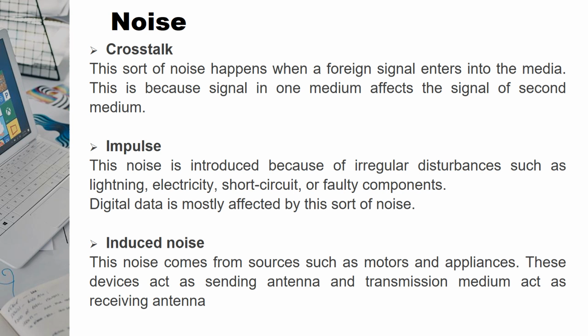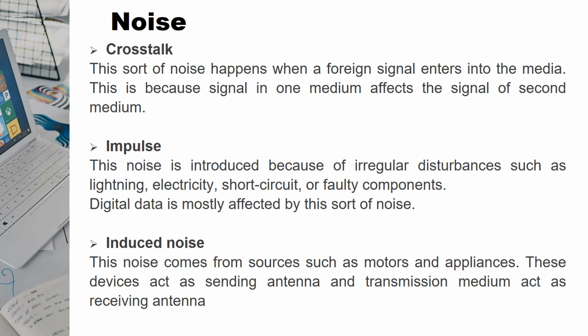Then we can talk of impulse noise, right? This noise is introduced because of irregular disturbance, such as lightning, electricity, short circuit, or faulty components, right? The sudden spikes in voltage can disrupt signals, such as the crackling sound from a lightning strike, affecting radio reception. And digital data is mostly affected by this sort of noise, right?